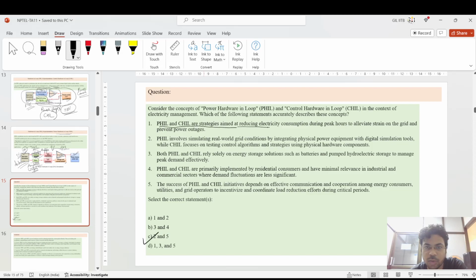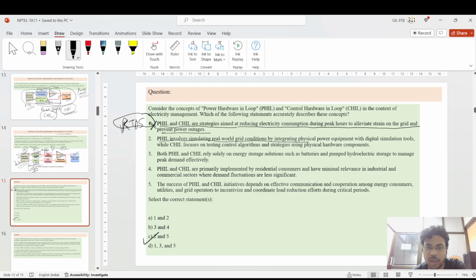The first statement is saying that the PHIL, CHIL strategies are aimed at reducing electricity consumption during the peak hours to alleviate strain on the grid and prevent power outages. Actually, that is false. Why? It's just an RTDS system, a real-time digital simulator. It is not connected with the grid, nor is it providing any control strategies directly to the grid. It is just for testing purposes.